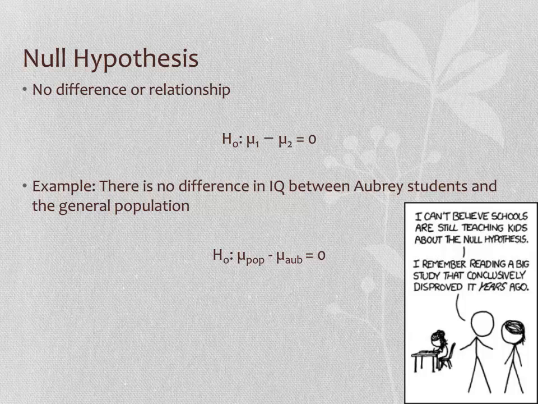So here in my example, we're taking the population values for an IQ test, and we're taking the population IQ score from this town of Aubrey, Texas. So there's no difference in IQ between Aubrey students and the general population. So again, H sub 0 is our null hypothesis. So we have mu pop, our population mean for IQ, minus the population mean of IQ for Aubrey equals 0. So again, the null hypothesis is just stating that there is no difference or no relationship. In this specific example, there is no difference between the IQ scores of Aubrey students and the general population. Now the null hypothesis is what you will be testing. So this is what we gather data on, this is what we test in a hypothesis testing framework.